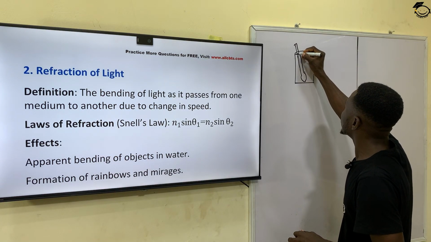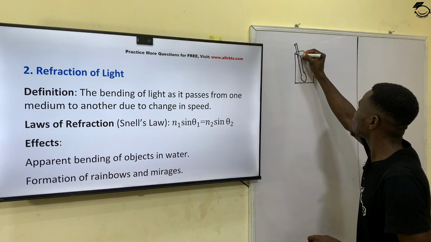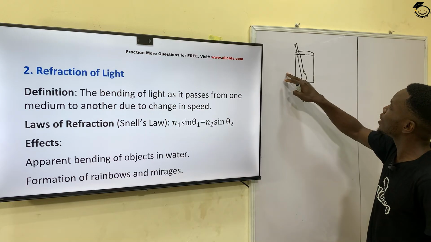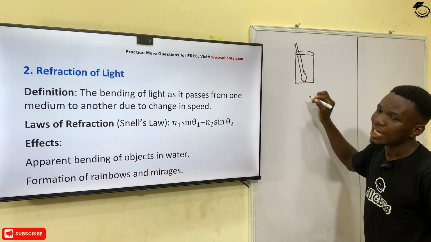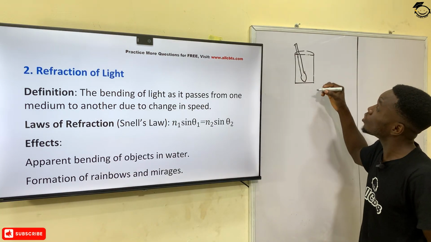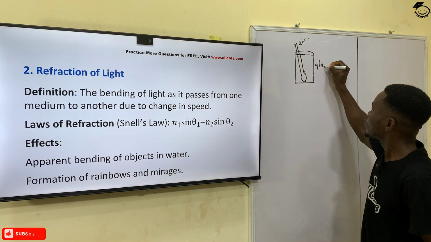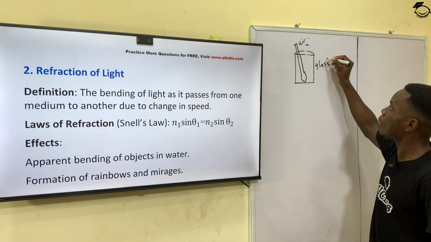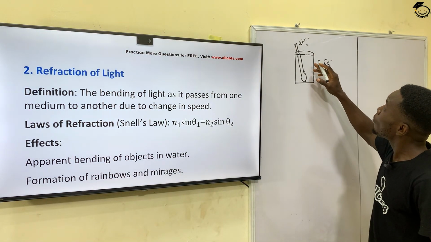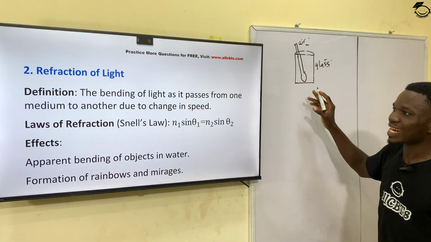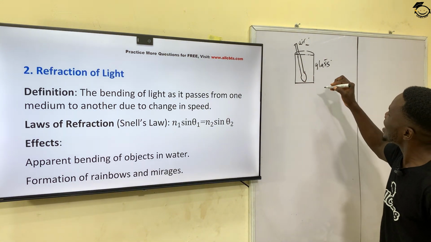Now, when you look from the top of the glass, the spoon is straight. But when you look through the glass to see the spoon, you discover that it's as though the spoon is bent. Why? Because that spoon has traveled from air to glass, so it has passed from one medium to another. So you discover that when light travels from one medium to another, there is a change in direction. So it is the bending.